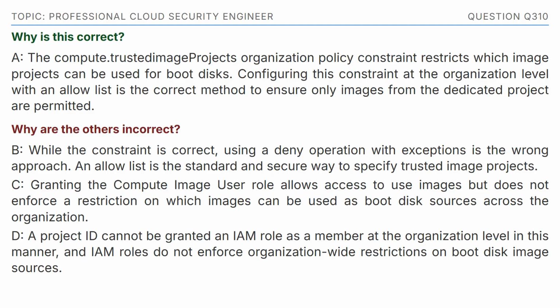Why are the others incorrect? B. While the constraint is correct, using a deny operation with exceptions is the wrong approach. An allow list is the standard and secure way to specify trusted image projects. C. Granting the compute image user role allows access to use images but does not enforce a restriction on which images can be used as boot disk sources across the organization.